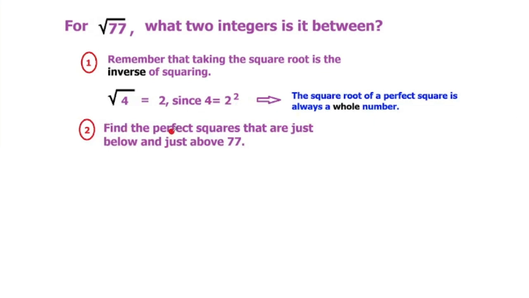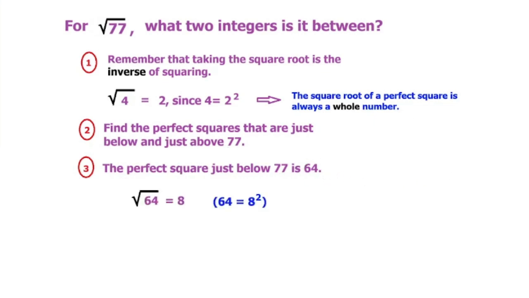So now we can find the perfect squares that are just below and just above 77. So what are those? The perfect square just below 77 is 64. So the square root of 64 equals 8 because 8 squared is equal to 64.